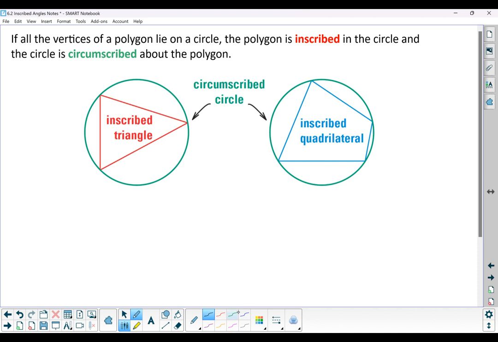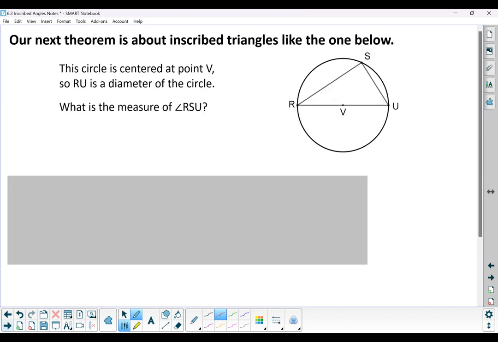Not every triangle can be, but anyway, you have to have all three or four vertices on the edge. So, for example, this one would not be inscribed because only two of them are on the circle's edge. So our next theorem is going to be about inscribed triangles, and then we'll talk about another theorem that has to do with inscribed quadrilaterals.